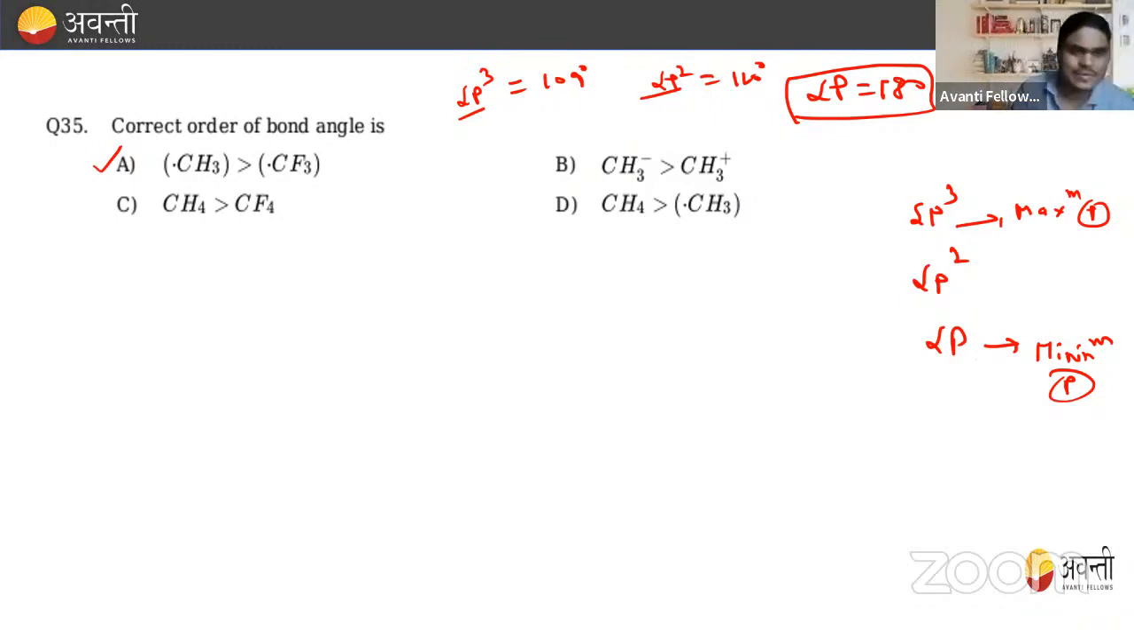So why does CF3 have a smaller bond angle? Because there is an increase in the percentage of p character, because of which the bond angle decreases. We know that the percentage of p character also depends upon the bond angle. So this is the correct answer for this question, right?